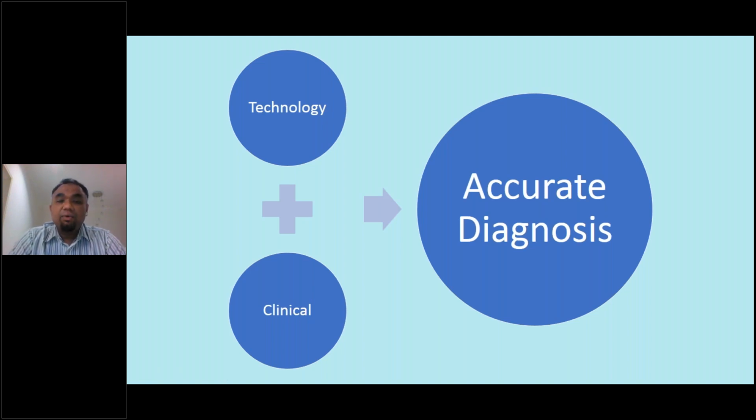And for the clinical one, nowadays we have heard about precision medicine, some sort of personalized medicine. They are almost similar terminology, but I will explain in further detail in later slides. So this is our main agenda in clinical research: to have an accurate diagnosis for the disease that we would like to detect.